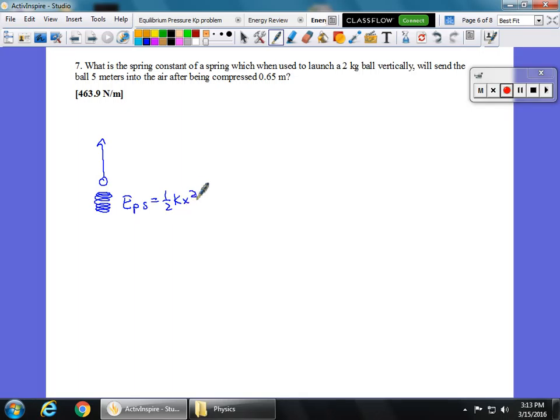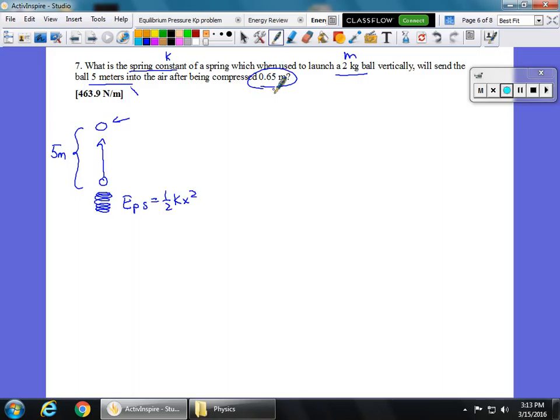And it says it's going to be used to launch this ball 5 meters into the air. So we're looking for the spring constant K. It's giving us a mass of the ball as 2 kilograms. It says the ball is being launched 5 meters. That's 5 meters high. That's this direction. H is 5 meters. And if that's the maximum height, we know it's going to come to a stop, right? It's not going to have kinetic up here. It's going to all be gravitational. And it gives us the compression of the spring as 0.65.